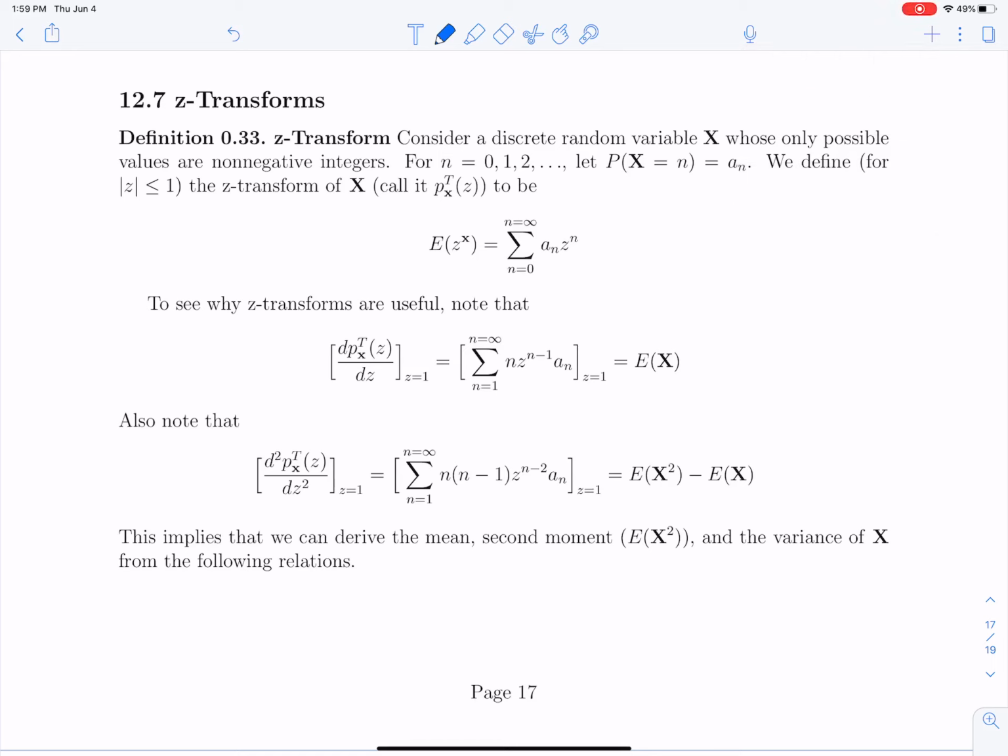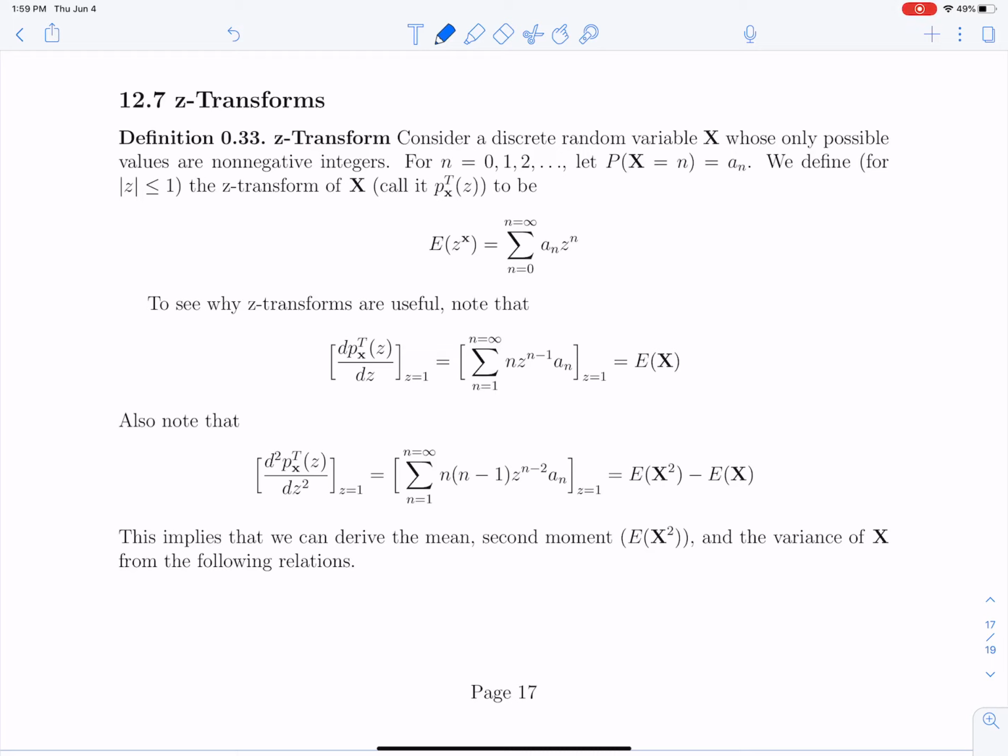Okay, guys, so congratulations. You stuck with me. You've made it to 12.7. This is the last section. It's not super long, but it is kind of confusing. Z transforms were new to me, at least the way this book goes about it. I've seen some stuff from it, but not all of it.